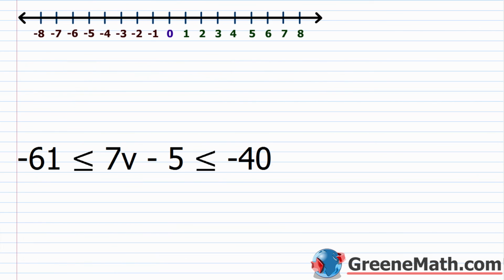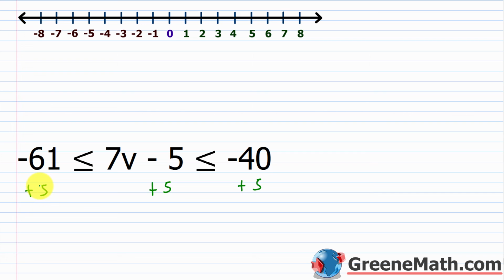All right, let's look at one final problem. And again, these three-part inequalities are no more difficult. So we have 7v minus 5 is greater than or equal to negative 61, and it's less than or equal to negative 40. So again, do the same thing to each side. So plus 5 here, plus 5 here, plus 5 here.